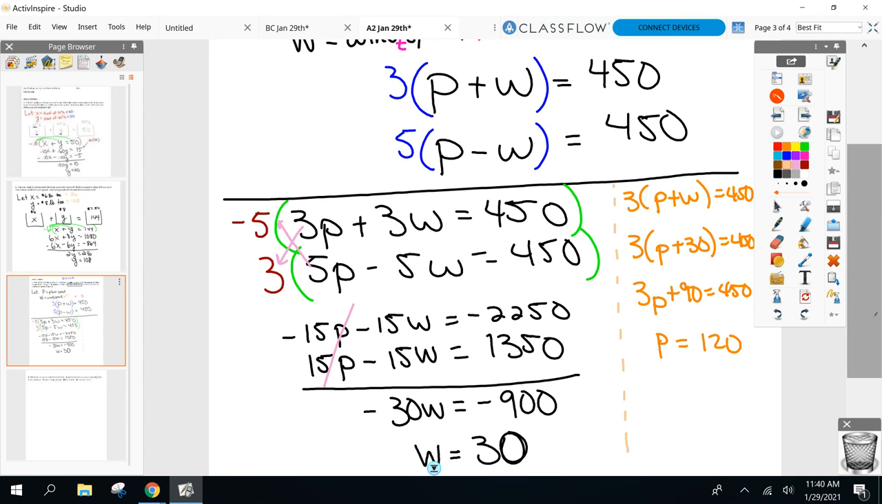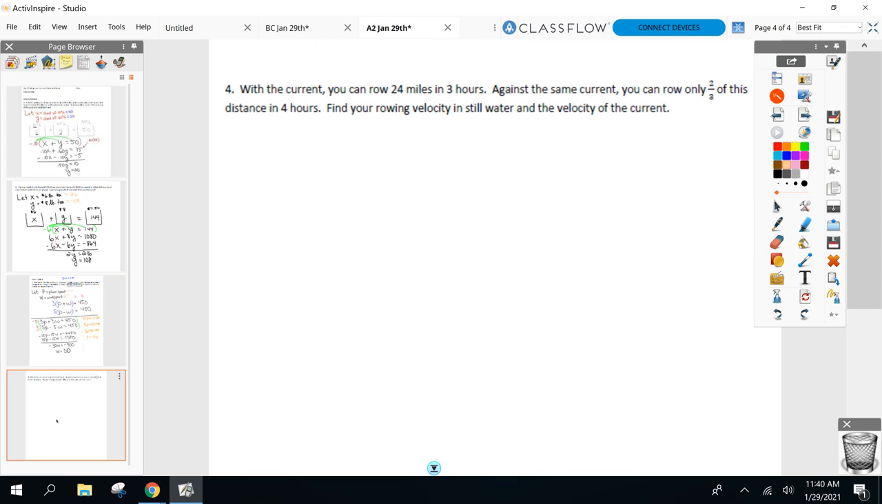Can I answer any questions before we get to our last motion problem? It's going to work the same way, except we're just not talking planes and wind. We're talking something else, but it's going to work the same way as far as where the distance goes. With, I add. Against, I subtract. All right, what do you say we get it going?